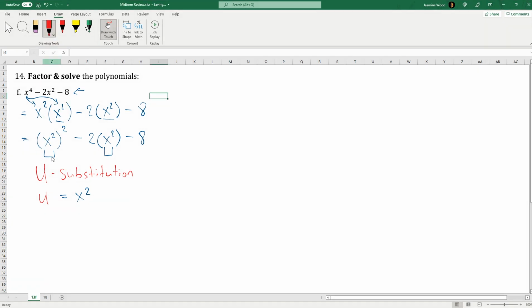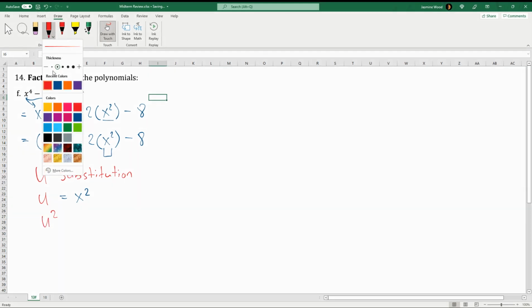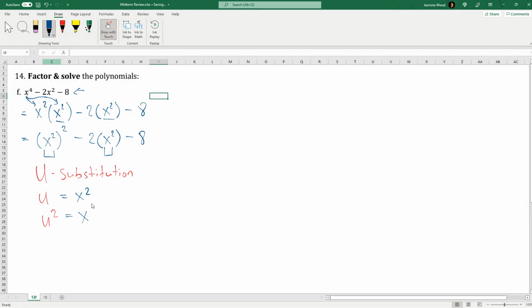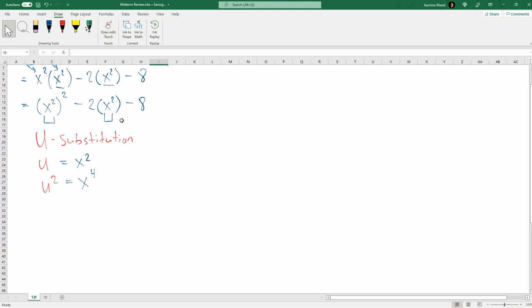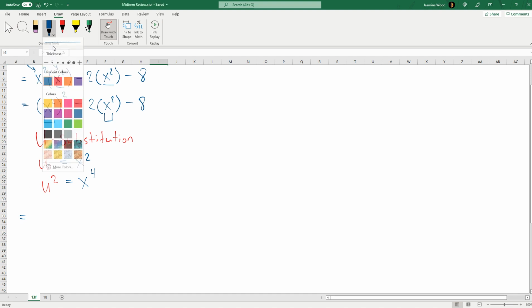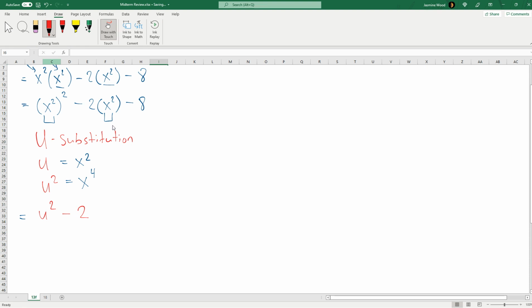And I can further write it as U squared is equal to x to the fourth. Okay, so when I write it like that, now I can write this expression in terms of U, where I'll end up with a U squared in the first term. So this will be equal to U squared minus 2, this is just going to be U, right? And that's also U, but this is the U squared. So this will be U squared minus 2U, and then minus 8. The 8 is just a remainder.